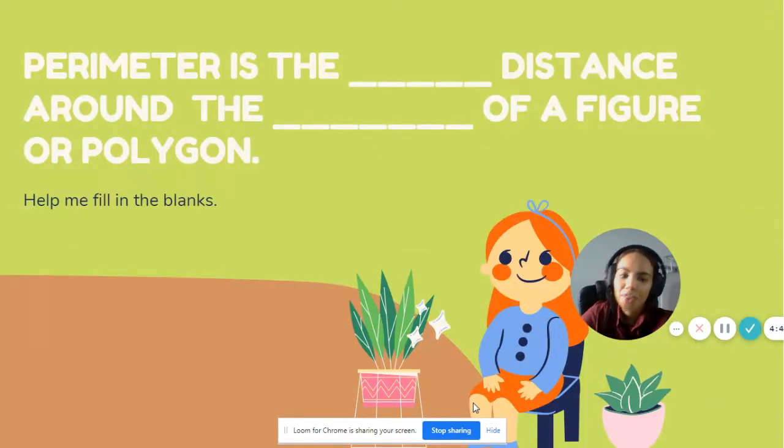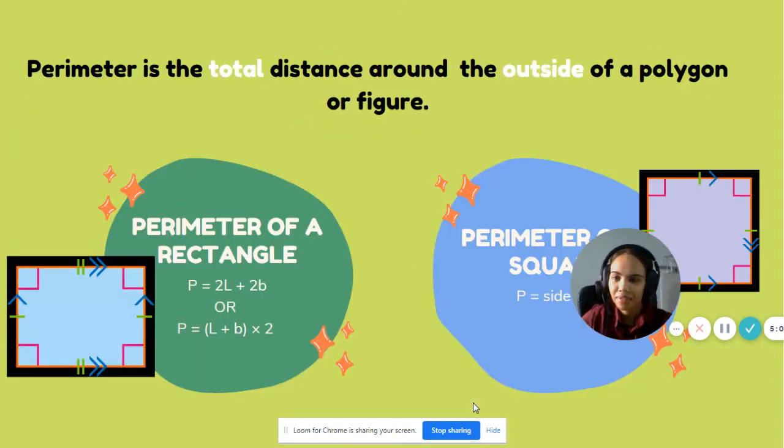Next, who can tell me? Well, I wish you could tell me, but who knows? What is perimeter? Perimeter is the distance around a figure or a shape or a polygon. You should know this. Perimeter is the total distance around the outside of a shape or a polygon or a figure.